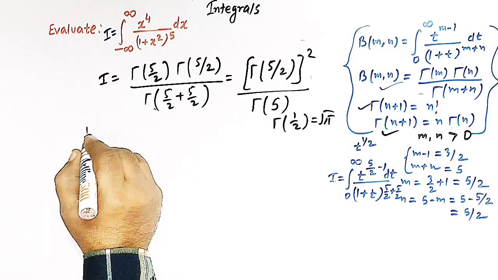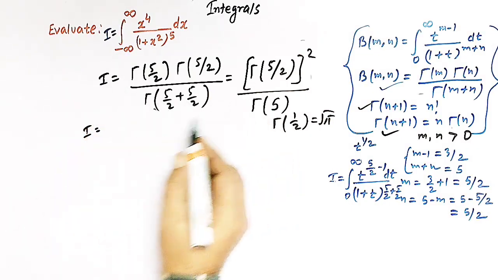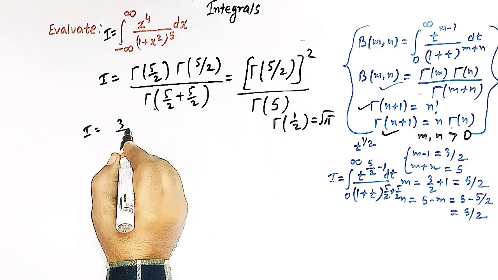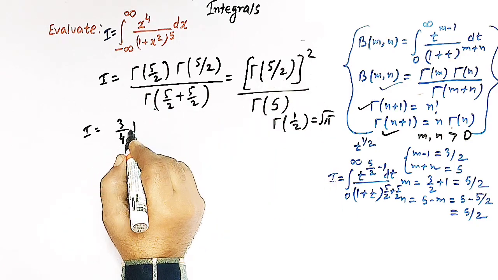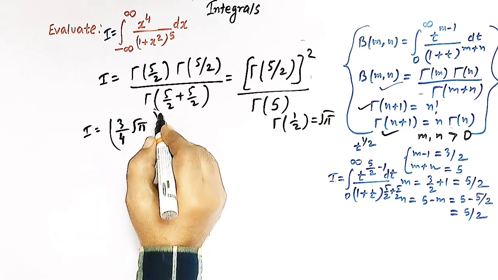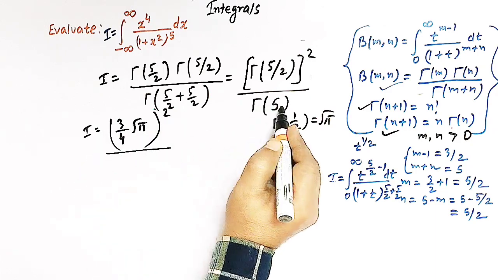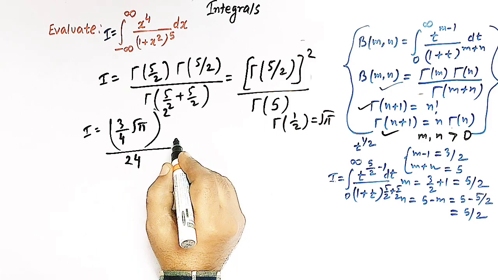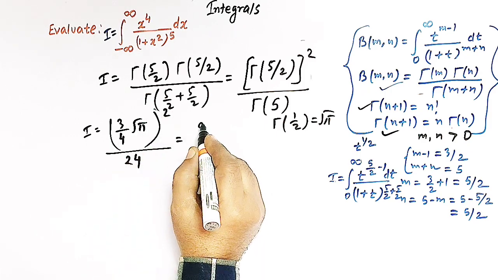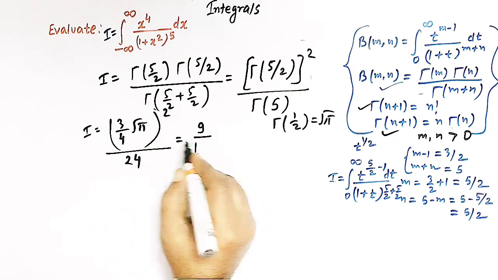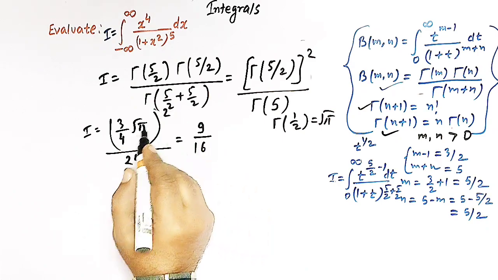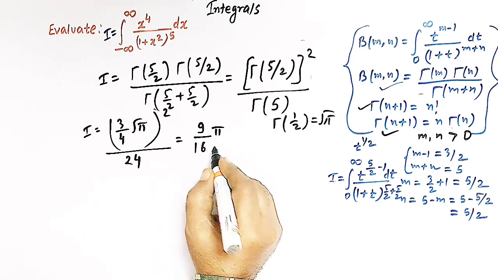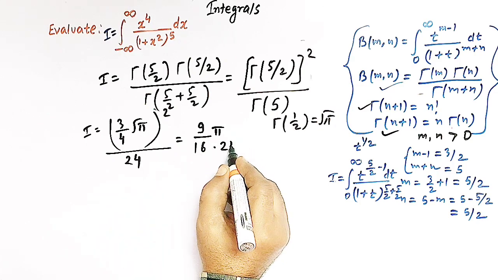So now the value of the integral I is equal to square of gamma 5 by 2, and we have 3 over 4 root pi, and here we have square, and gamma 5 is equal to 24. So this is 3 square is 9, 4 square is 16, and the square of root pi is simply pi, and in the denominator we have 24.